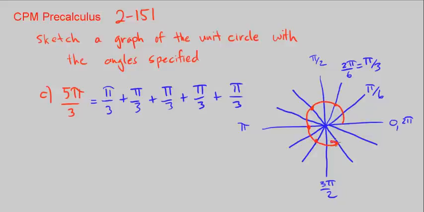This right here ends the angle 5 pi over 3. This is the ending point of 5 pi over 3, starting at 0 and going all the way around counterclockwise, stopping here at 5 pi over 3. That ends CPM Precalculus Chapter 2, number 151.